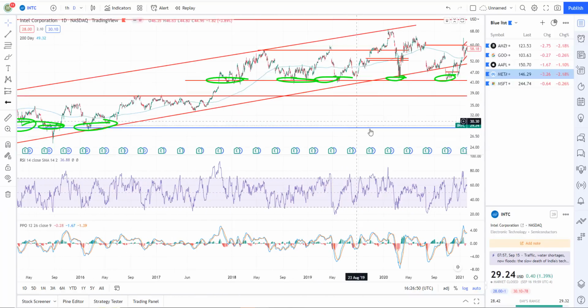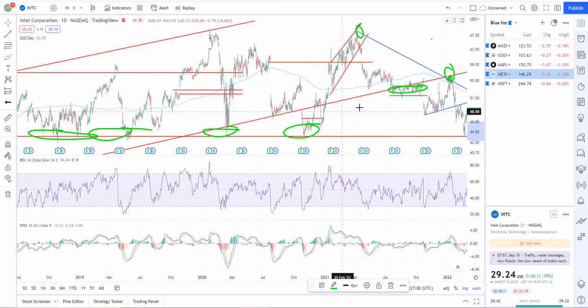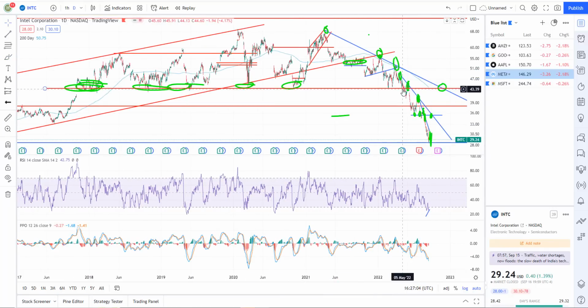Look at this, I have it all marked out. I talked about this level in the past. It's about 43.75. This was support going back to 2017, and this was support for 5 years or so. Once that support gave way, it's just lights out. This thing has crashed.